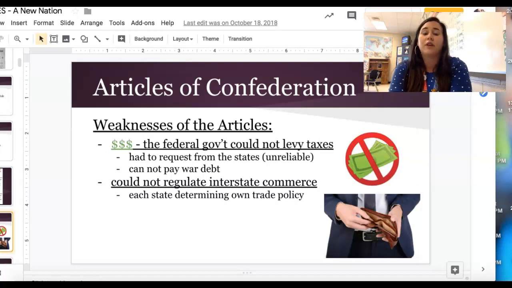They also cannot regulate interstate commerce. Interstate, as a term, refers to something that involves two or more states. Commerce refers to business. So you are going to have these newly formed states that are looking out for their own interests, all determining their own trade policy, which are going to have different rules, and then trying to trade with each other. It is going to be a mess. And the federal government is not able to step in and regulate.